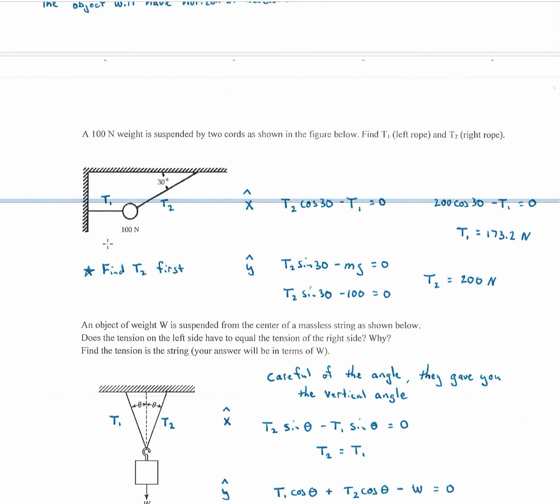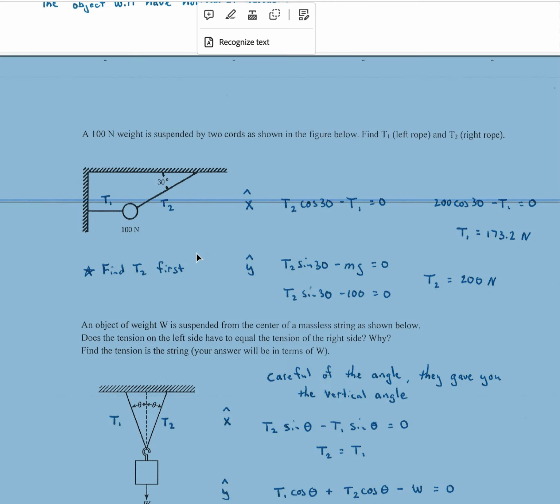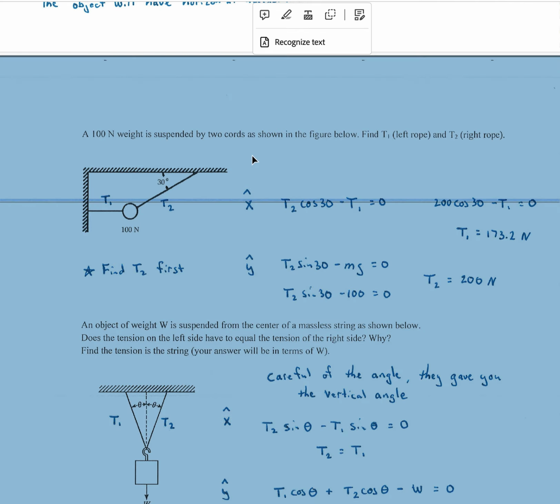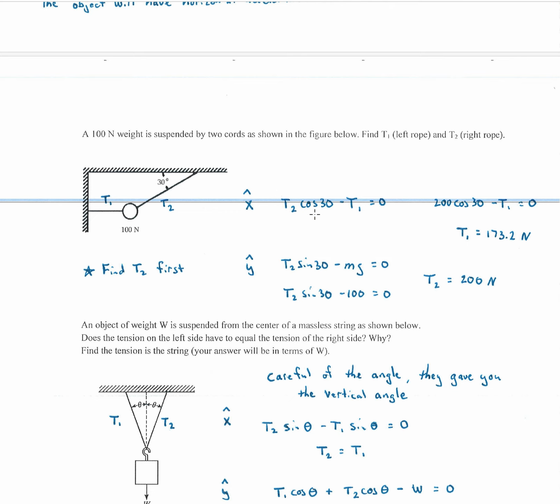All right, this one, it's suspended. Suspended means, dude, it's not moving. Everything is balanced. So that means the horizontal pieces and the vertical pieces must balance out. So what's pulling this thing to the right? Well, T2 is. How much of T2? Well, the horizontal component of T2, that piece right there. That amount of T2 is pulling it to the right. So T2 cosine 30 is pulling it right. T1 is pulling left. And since it's suspended, not accelerating, we know that those have to equal 0.